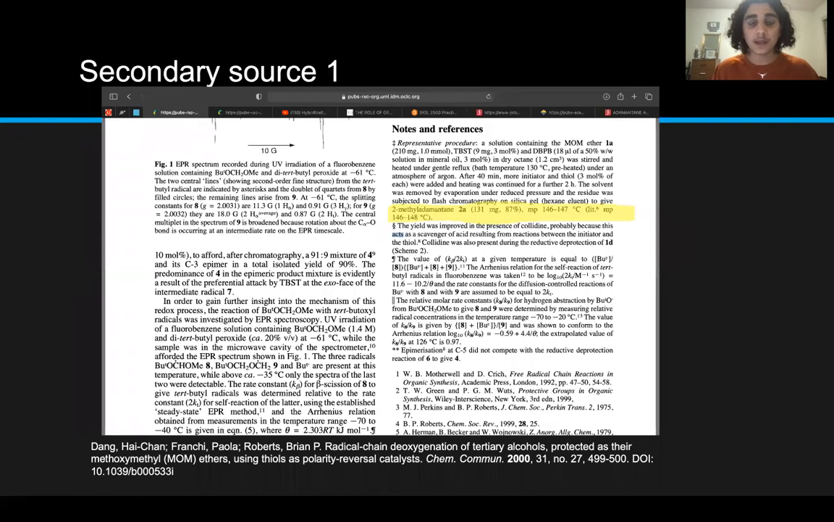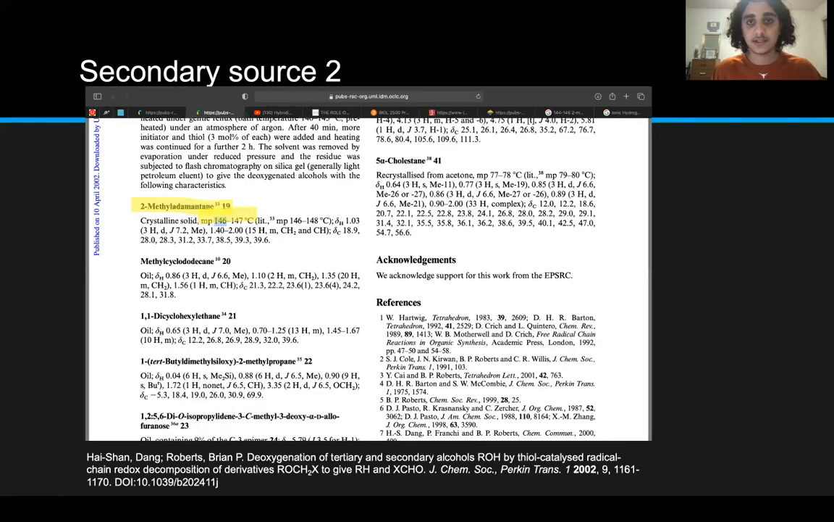My first secondary source, as you can see, is a secondary source because it lists the notes and references, and this is in the references. It references where it got the melting point information from. And my final secondary source is the same thing. You can see this little number 33 beside the 2-methyladamantane, which means that the 2-methyladamantane's information came from the list of references, and it's the 33rd reference on here.